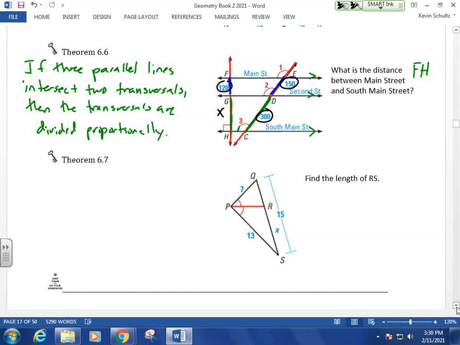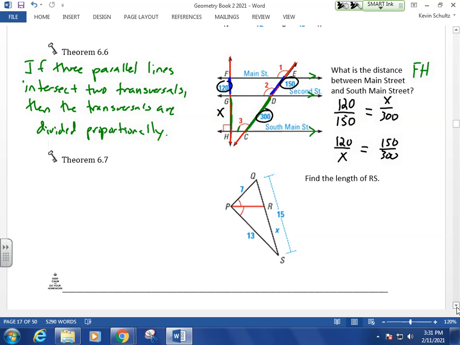So a couple of different things we can set up here. We can go 120 is to 150 as X is to 300. Or we could go 120 is to X as 150 is to 300.